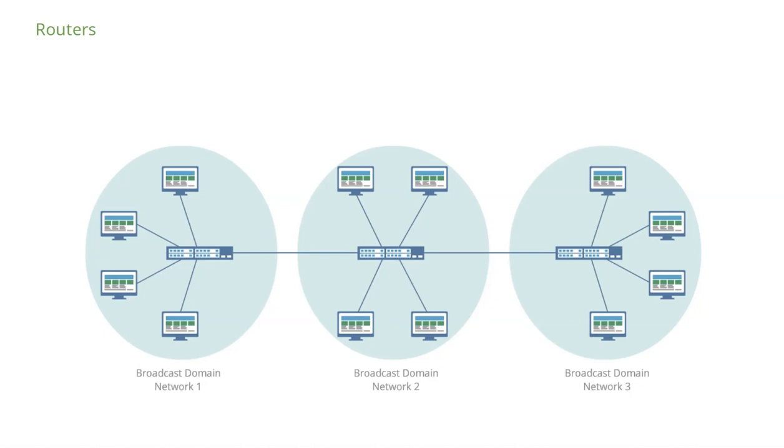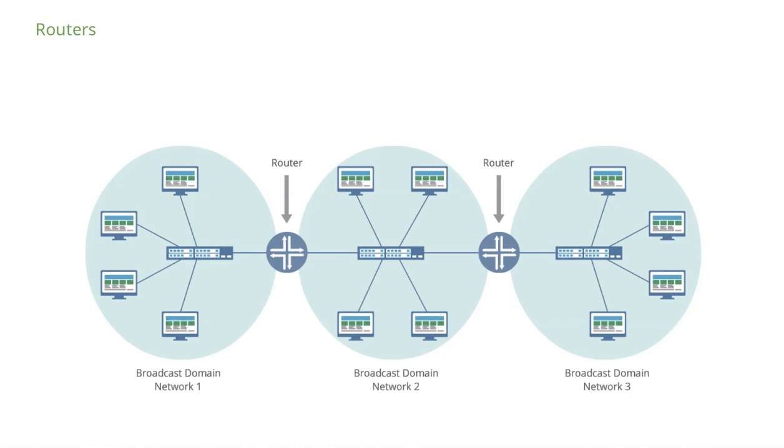But just like it wasn't possible to break up collision domains into smaller segments before switches were developed, breaking up broadcast domains also required a new network device, called a router. Where switches allow communication within a broadcast domain, routers allow communication between broadcast domains. Each broadcast domain then becomes a single, separate network.